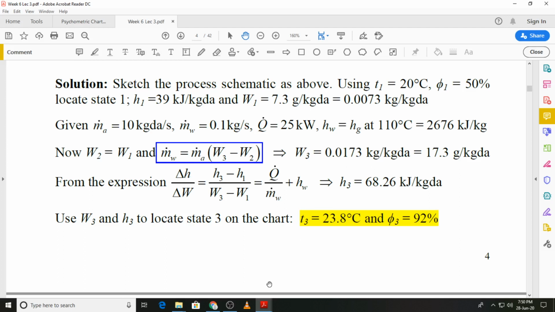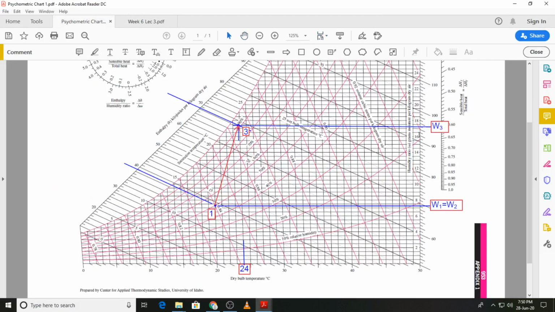So again, let's go back to the psychrometric chart, and you can see I have already marked out a humidity ratio of 17.3 over here. So we know that state number 3 will lie on this constant humidity ratio line. Now where does state 3 lie? We do not know, because we need a second property at state 3 to locate that point on the psychrometric chart.